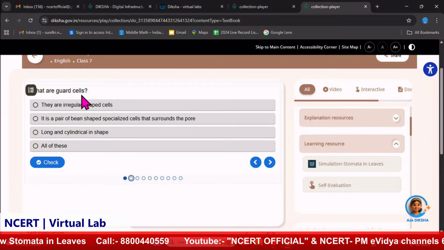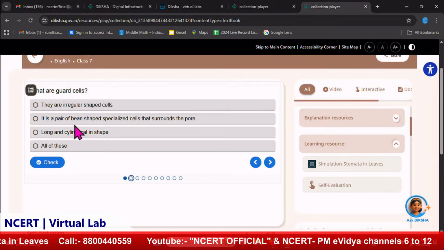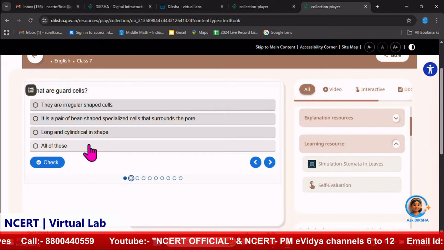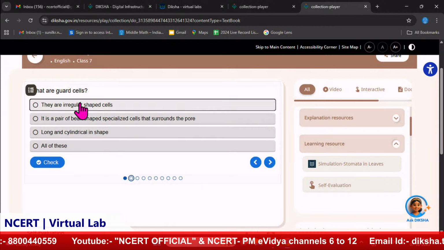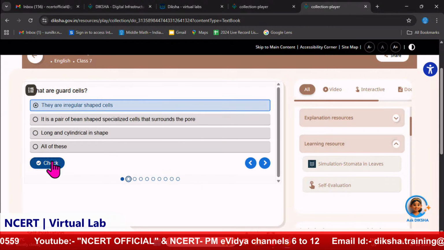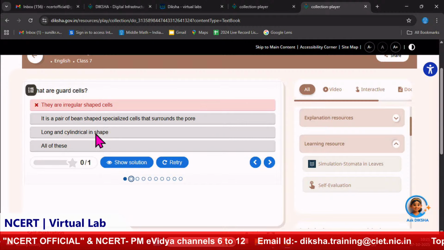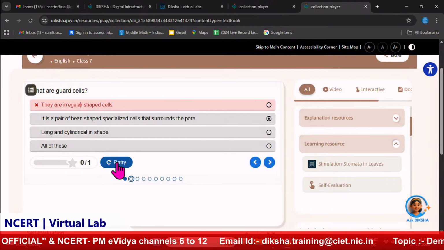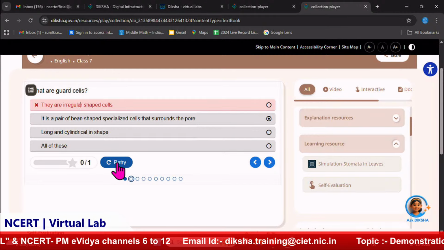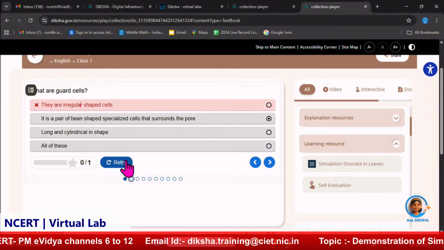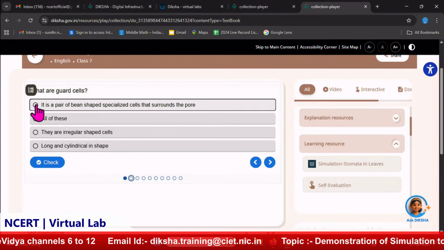So, what are the guard cells? Although I know it is a pair of bean-shaped structures. For example, suppose I click on any wrong answer and check. It will instantly give me feedback, saying no, this is a wrong answer. Either I will click on the source solution or I can anytime retry that particular question.